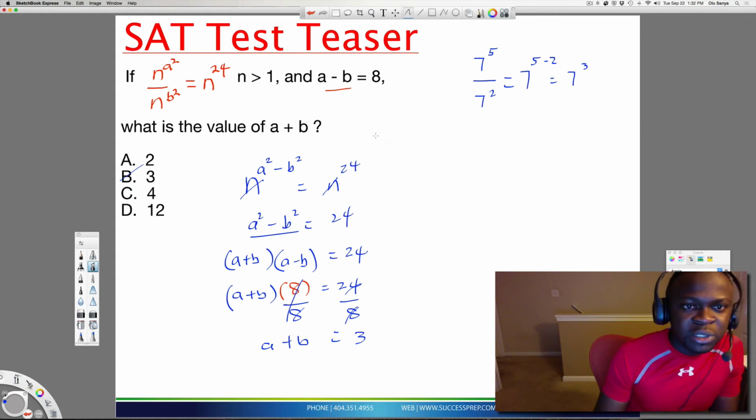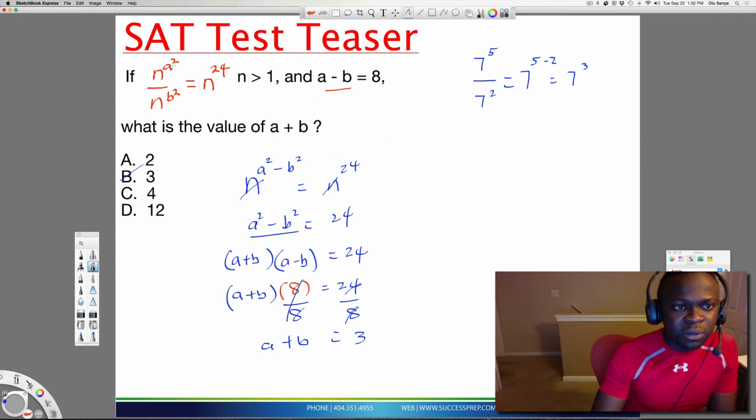A couple of rules here. You need to know your exponent rules of division. When you divide and the bases are the same, the powers subtract. That's exactly what I did here with the a squared minus b squared. And then you have to know that a squared minus b squared, when broken down, becomes a plus b and a minus b, where the a minus b part of it is 8. And then you divide through by the 8, so a plus b is 3. And so the answer is B.